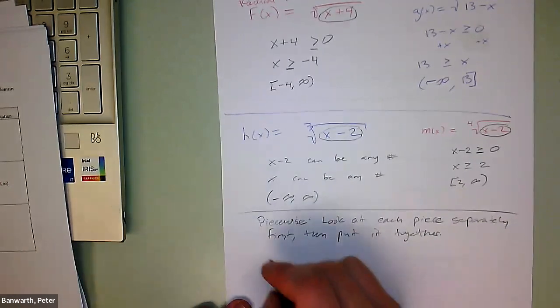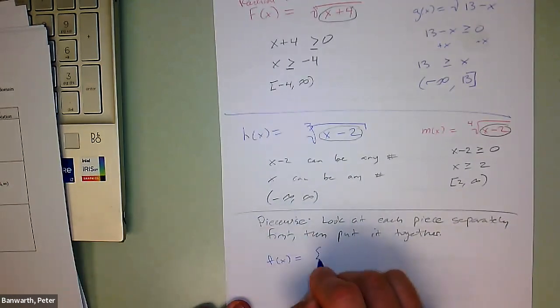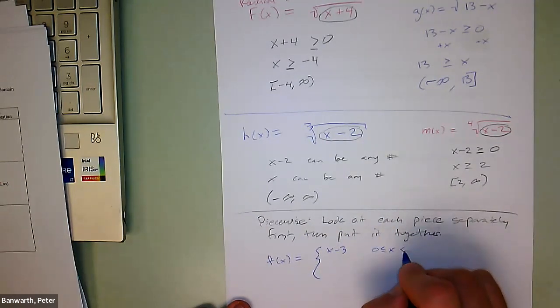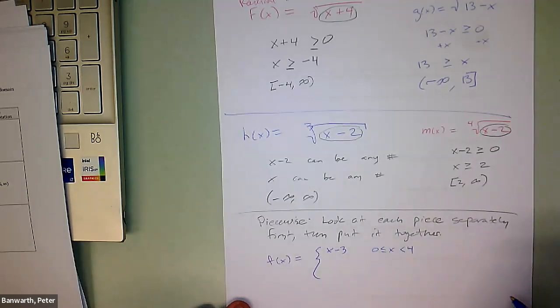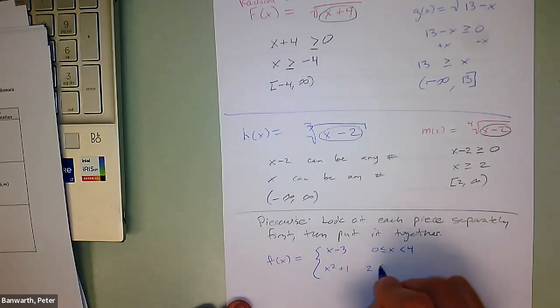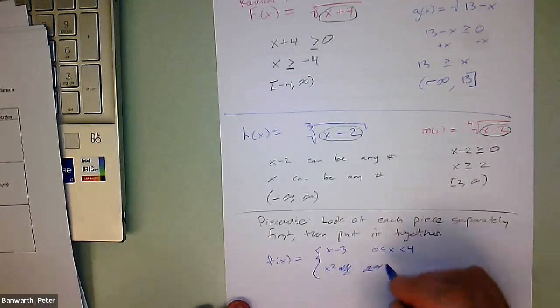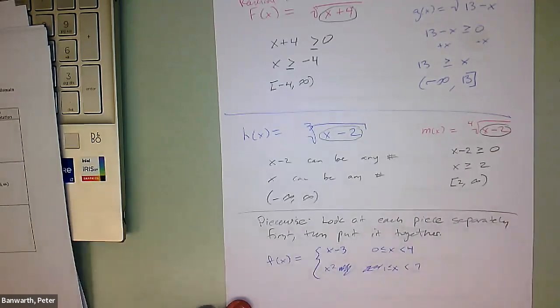So I'm going to make up my own piecewise function. If I have a function that looks like x minus 3, when 0 is less than or equal to x, less than or equal to 4, and x squared, I better be careful. I'm making this up, so I might make mistakes. If x is 4, then x minus 3 is 1. So I can do x squared if x is greater than or equal to 1, for example.